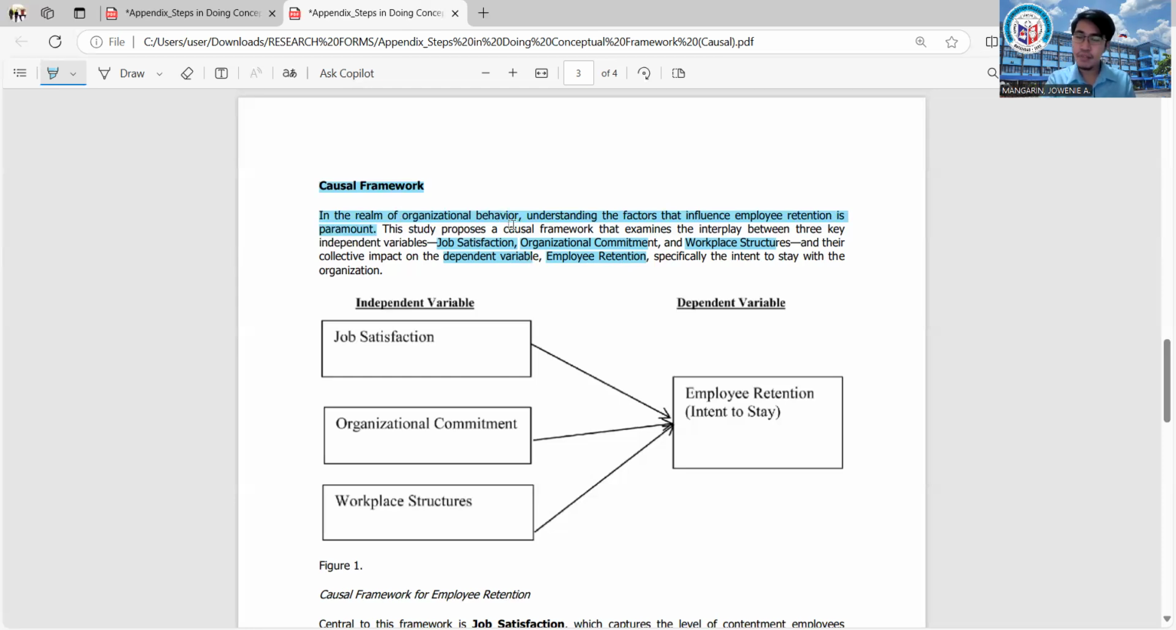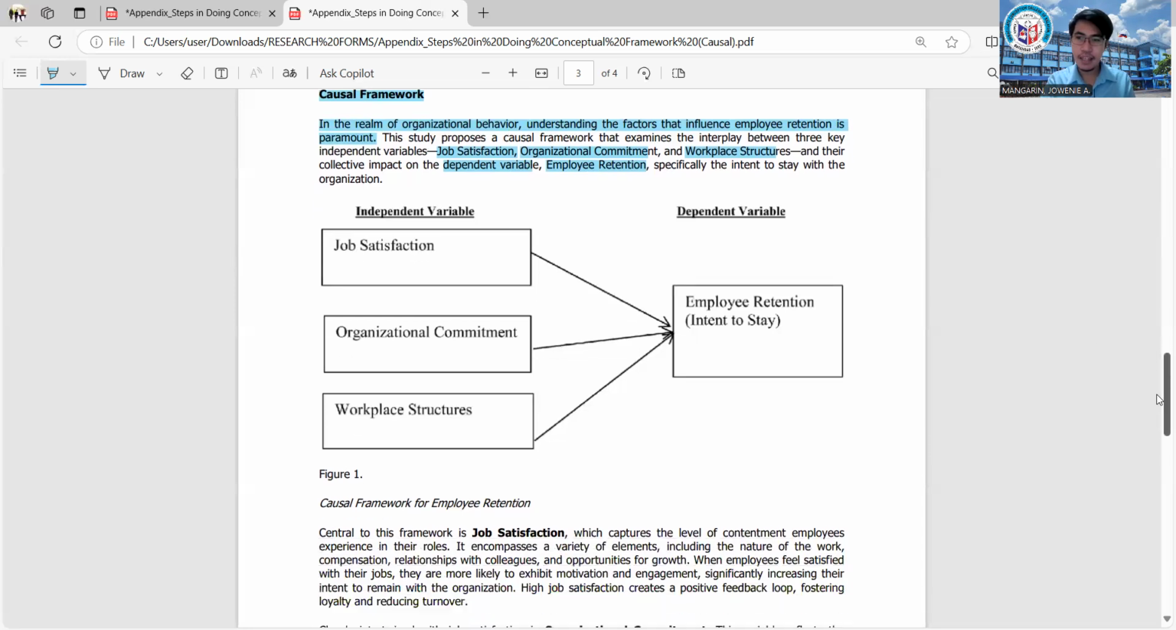So they have here a brief introductory about the variables that were present on the figure, which is figure number 1. The graphical illustration, which is guideline number 4. So ito yung kanilang graphical illustration. Job satisfaction as the independent variable, organizational commitment as independent variable, and workplace as the independent variable.